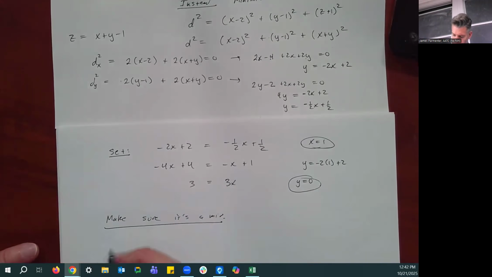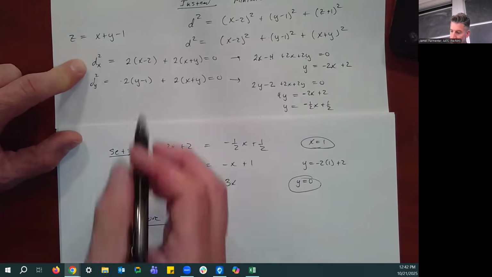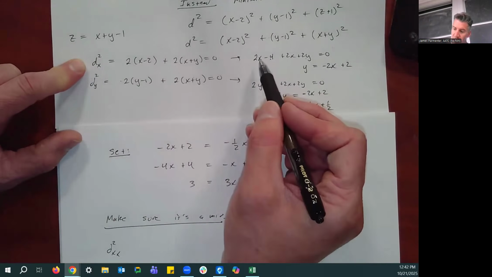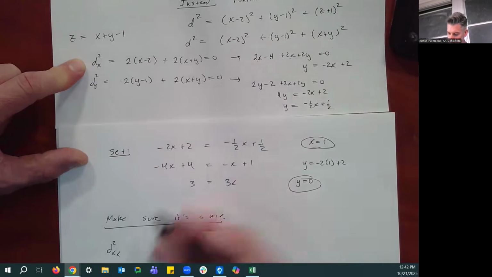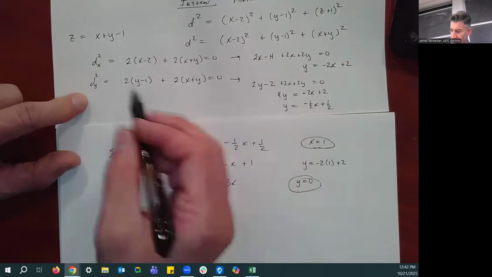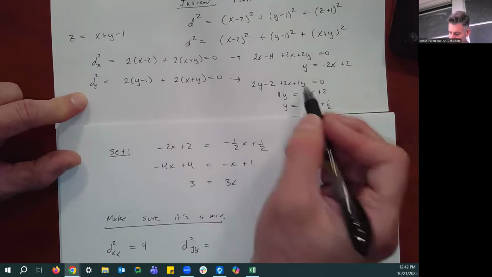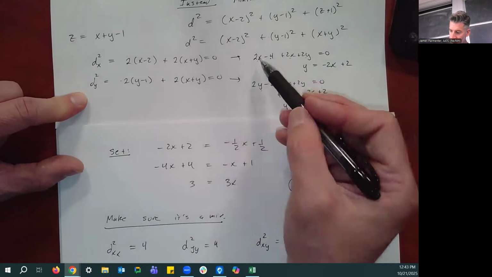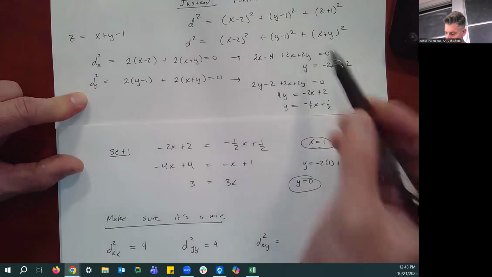All right, our d squared xx, looking at our dx here, that's easier to take the derivative with respect to x again. The derivative of 2x is 2 plus another 2. So d squared xx is 4. I think our d squared yy is also 4 because the derivative of this with respect to y is 2 plus 2. And our d squared xy is going to be 2.